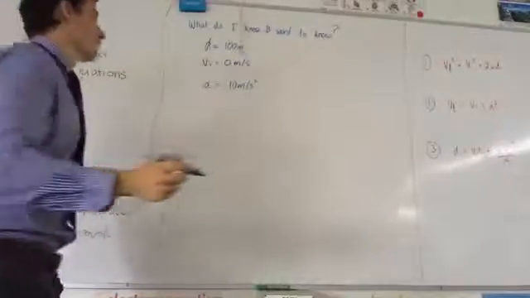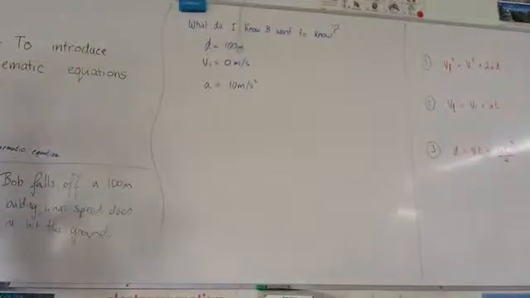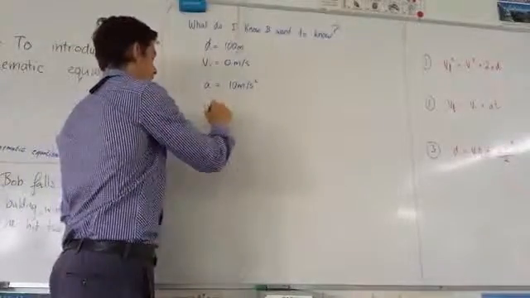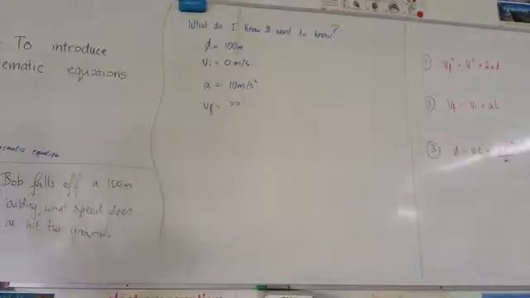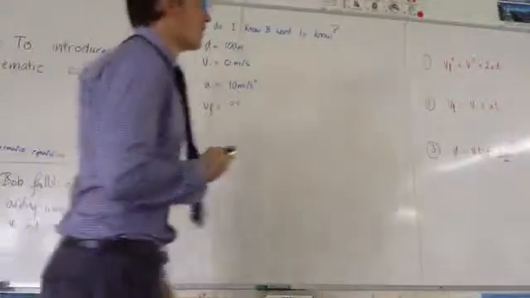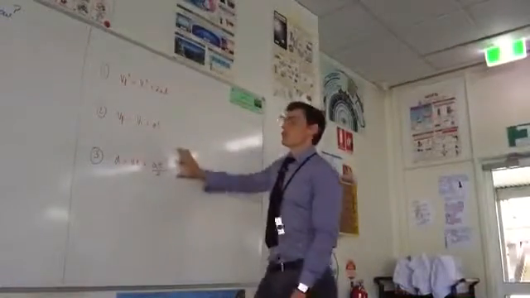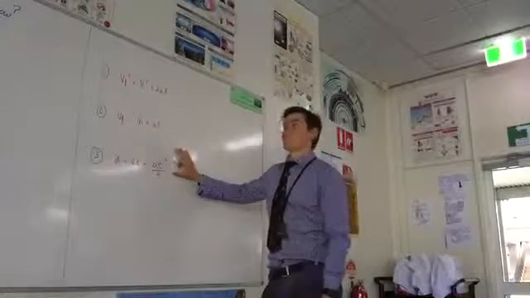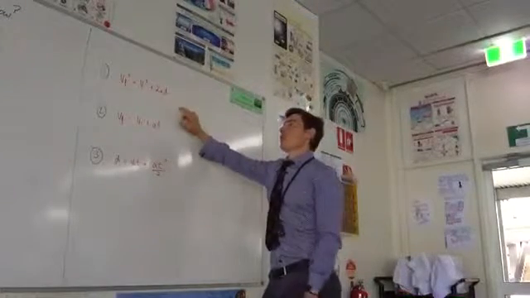And what do we want to know? What's the question asking us to find? The final velocity. So we want the velocity final, and we have these three quantities. What we need to do is look at our equations over here and say, which one of these equations has VF, VI, A, and D? Number 1, VF squared equals VI squared plus 2AD.